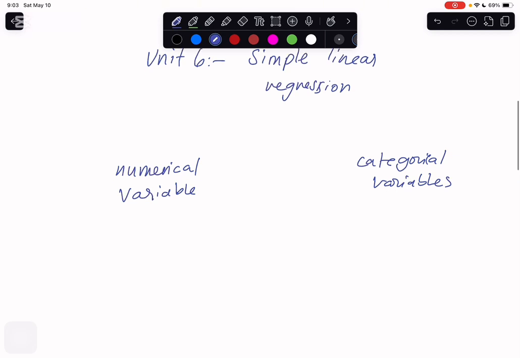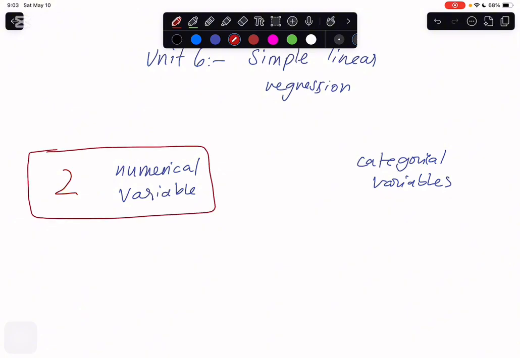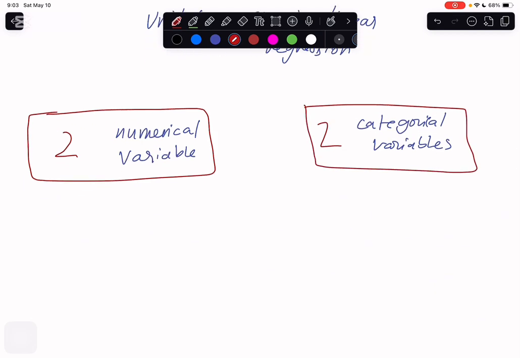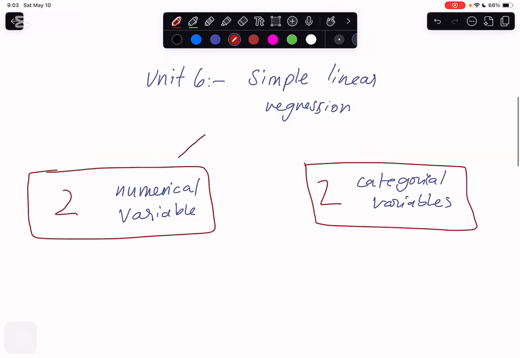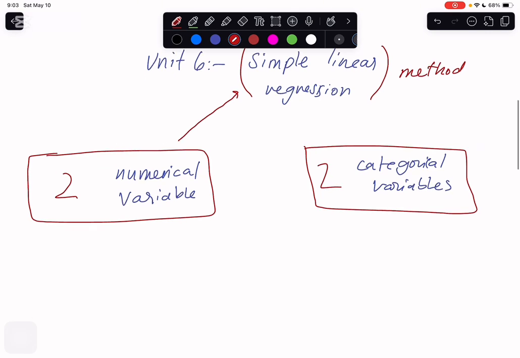But now if I want to know the relationship between two numerical variables, what method do I use? And if I want the relationship between, for example, two categorical variables, what do I use? If I have two numerical variables, I'm gonna use the simple linear regression. All of this is a method. Okay, it's a method in statistics that helps us basically to find the relationship between two numerical variables. If it's the relationship between two categorical variables, I'm gonna use chi-squared.